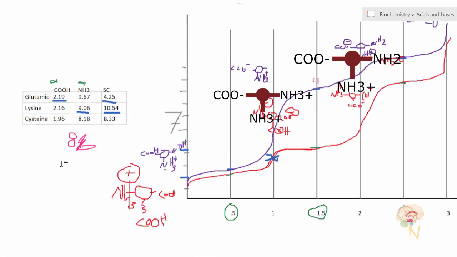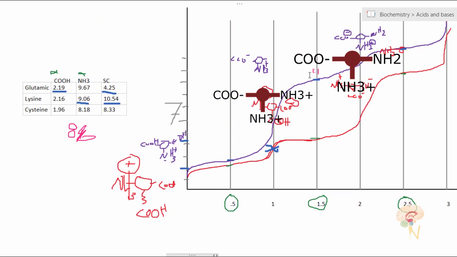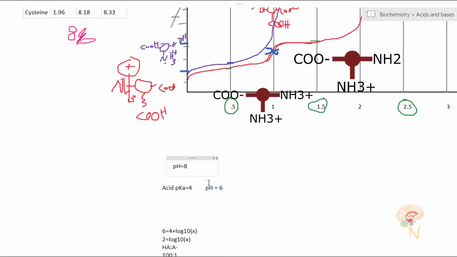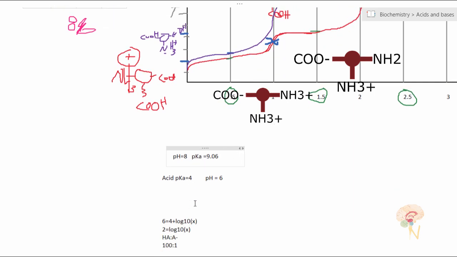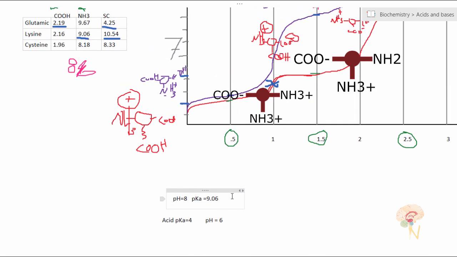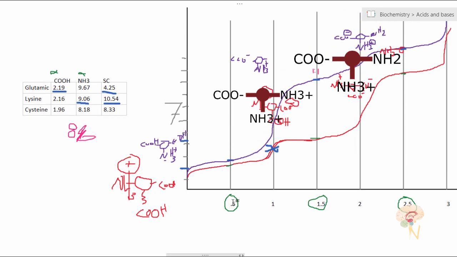Anyway, let's calculate this one. pH equals 8, and what is the ratio? The pKa here is 9.06, pKa equals 9.06. Put them in the Henderson-Hasselbalch equation, find the ratio between them, and answer the question.